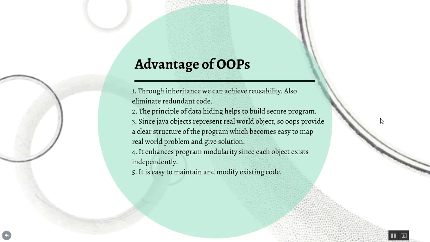The other thing is that Java objects represent real world objects. OOPS provides a clear structure for your programs and makes it easy to map real world problems and give the proper solution. It enhances program modularity since objects exist independently. Each object is independent, so we can divide and construct our program in a modular way. It's easy to maintain and modify the existing code.